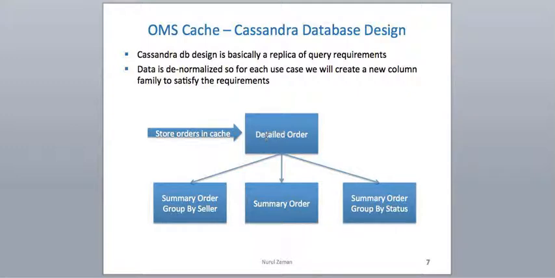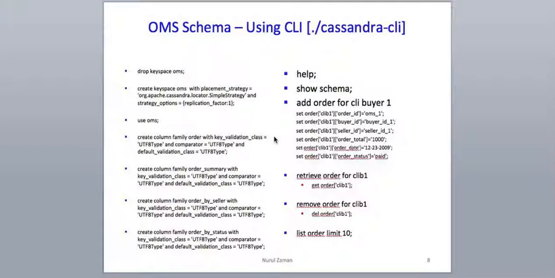We'll get all the orders, we'll save it in our cache, and then we'll generate a denormalized model which will save all the orders against a given seller in one column family and all the orders against a status in another column family. So we have already now defined our database design, and we'll use a command line interface from Cassandra to create the database and add an order. And then we'll go through some other options to create the same database design.